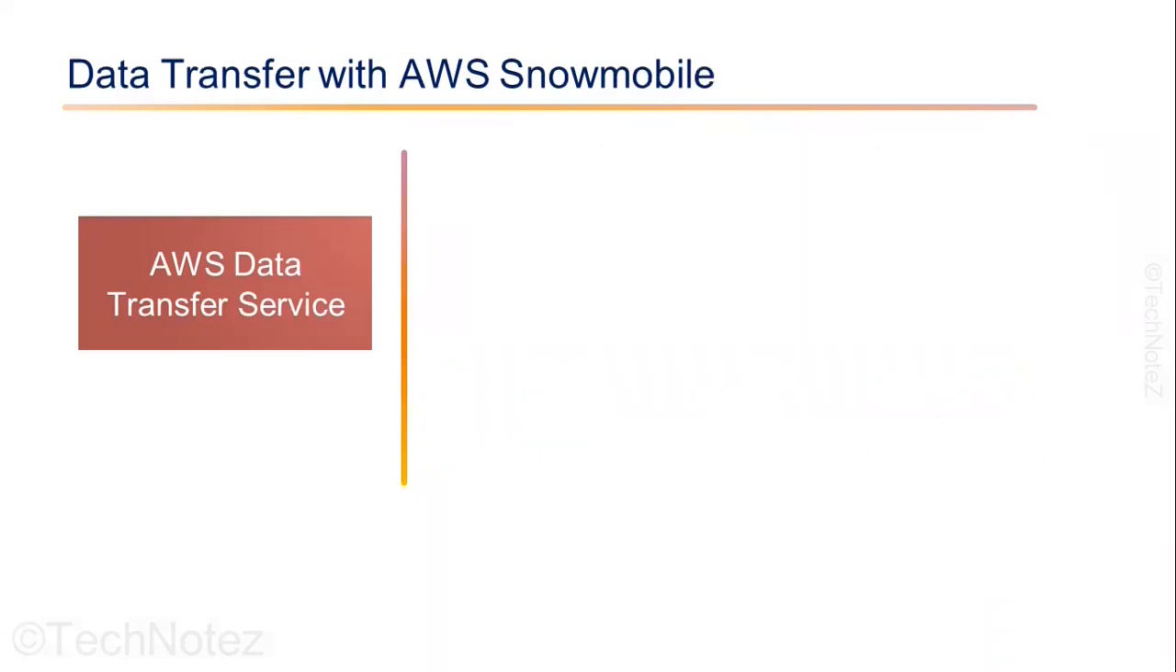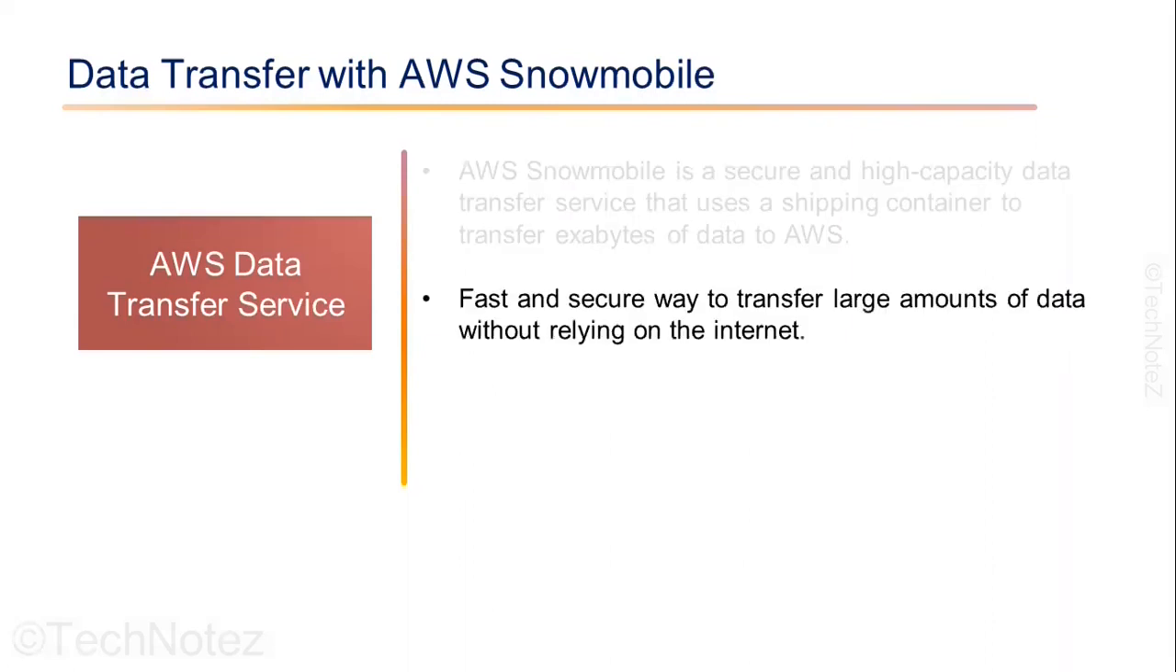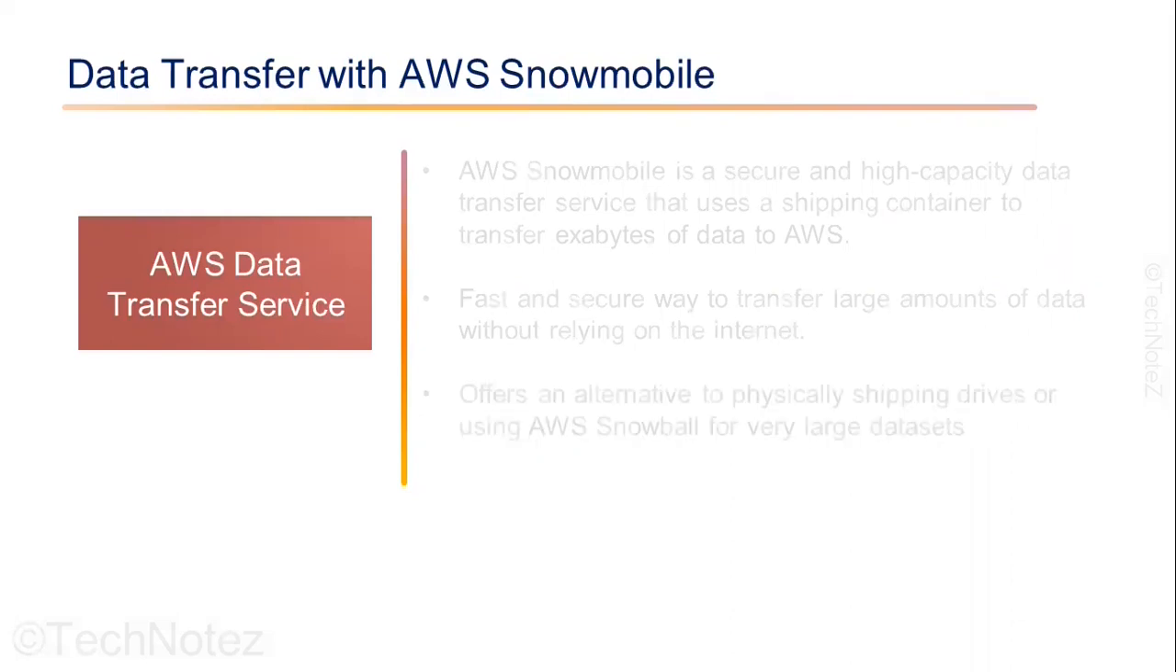Let's talk about the data transfer option with AWS Snowmobile. AWS Snowmobile is a secure and high capacity data transfer service that uses a long shipping container to transfer exabytes of data to AWS. Snowmobile provides a fast and secure way to transfer large amounts of data without relying on the internet or expensive networking hardware. Snowmobile offers an alternative to physically shipping drives or using AWS Snowball for very large data sets. So based on certain parameters like the data volume that you need to transfer, cost, and the time you have to transfer the data, you can select the data transfer option that best fits your business needs.